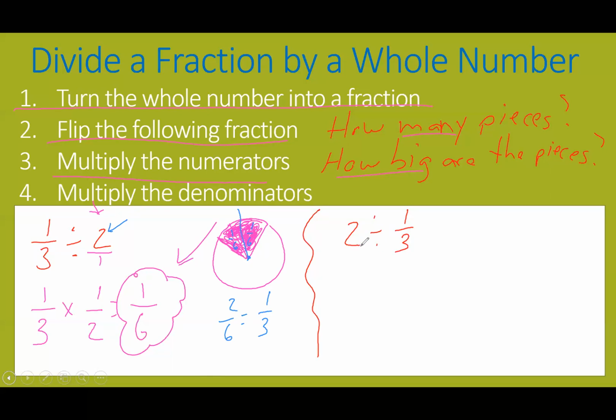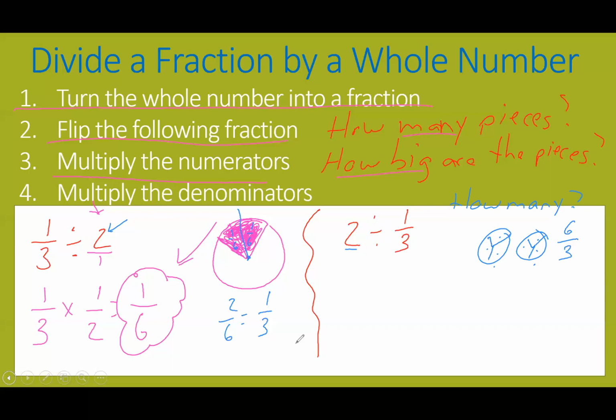Now, let's do this one. This one says 2 divided by 1/3. Now, the last one, the answer was a fraction, so it asked how big are the pieces. This one's going to say how many pieces. So the question is, if I have 2 pizzas and I cut them into thirds, how many pieces will I have? If I have 2 pizzas and I cut them into thirds, how many thirds will I have? Well, you can count 1, 2, 3, 4, 5, 6. You're going to have 6 thirds, right? 6 thirds. Let's show over here with the algorithm.